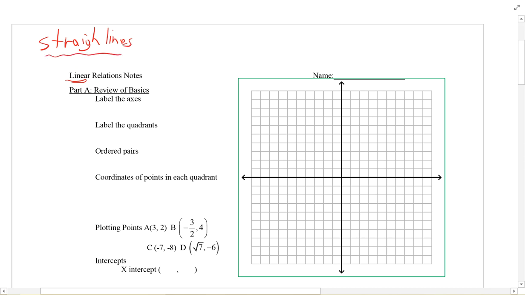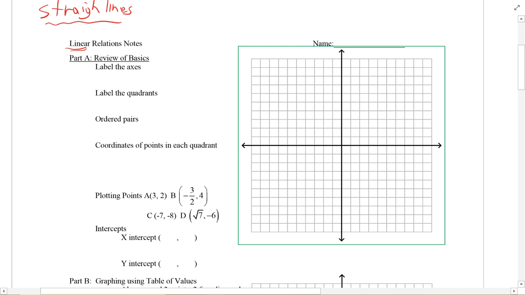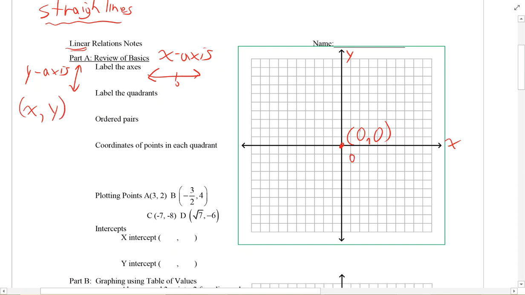So just review the basics of graphing here. Labeling the axis. So we have our x-axis and it's going in this direction with 0 in the middle. And so there's our x-axis. Our y-axis is going up and down. And we have 0 in the middle. And where they cross at 0, 0, we have a special name for that. Right here where they cross, that is 0, 0. And so the x-axis is first. The y-axis value is second, and we have a special name called the origin.